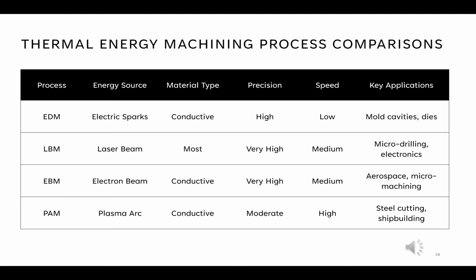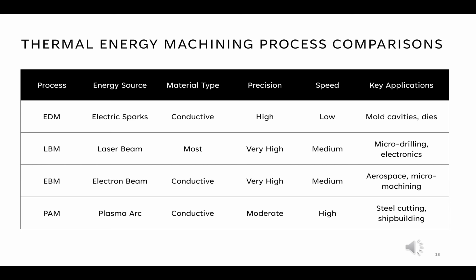Let's compare the four main types side by side. EDM requires electrically conductive materials, offers high precision, but has relatively slow cutting speeds. Laser beam machining can handle a wide range of materials, both conductive and non-conductive, and is excellent for fine detail. Electron beam machining also gives extremely high precision, especially in micro applications, but only works in a vacuum and with conductive materials.